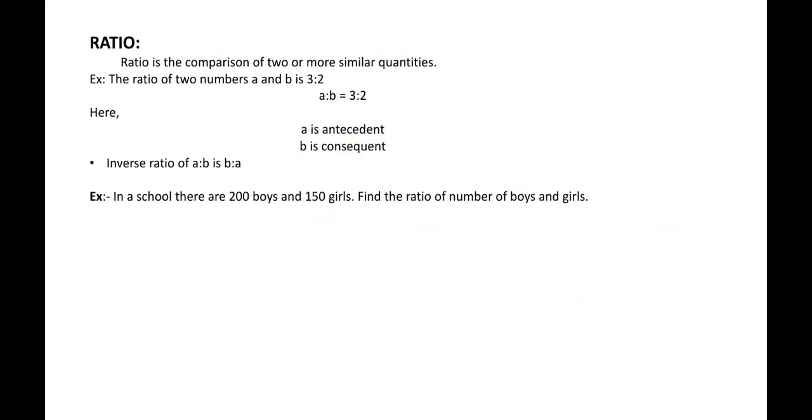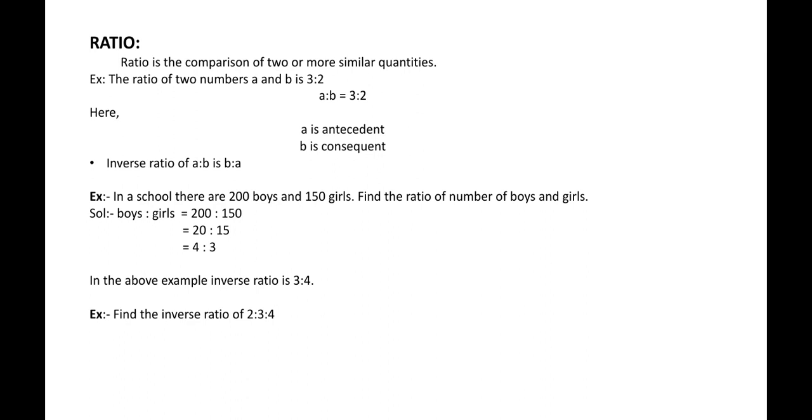And next, here is an example. In a school there are 200 boys and 150 girls. Find the ratio of boys and girls. Ratio of boys is to girls is equal to 200 is to 150. We divide by 10, 20 is to 15. We divide by 5, 4 is to 3. So, ratio of boys and girls is 4 is to 3. The inverse ratio of boys to girls is 3 is to 4.